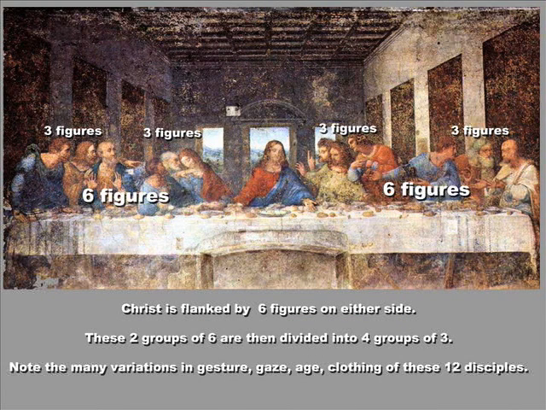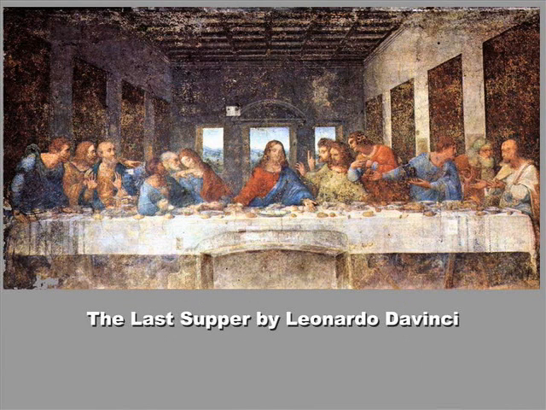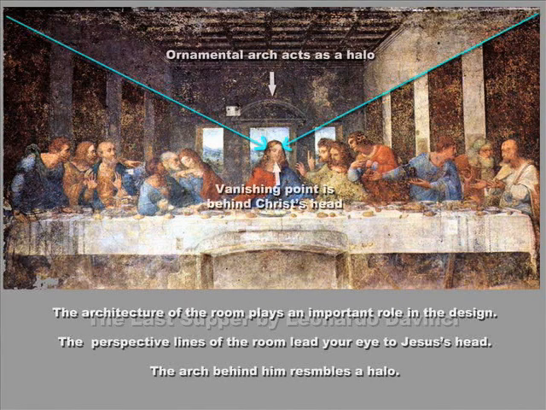On either side of Christ are 6 figures. Each group of 6 is broken into 2 groups of 3. These 12 characters show plenty of variations. Leonardo uses the architecture of the room to create three-dimensional space. The vanishing point of the walls of the room is behind Christ's head. And notice the little arch behind his head, which serves as a natural halo.